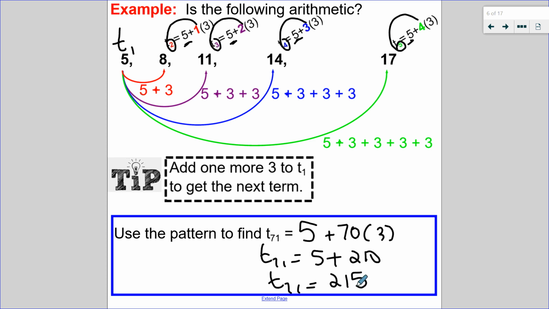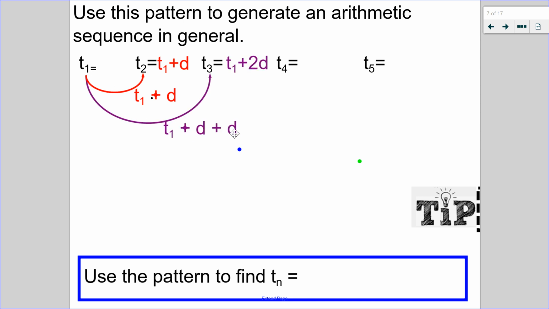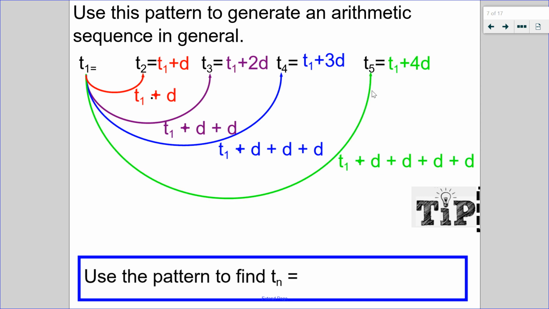Let's use this idea of patterns to come up with the general term. In general, how can we come up with an arithmetic sequence term? If I start with my first term, I add on my common difference to get my second term. But I don't know what my difference is, so I'm going to keep it in general. First term plus my difference is my second term. If I start with my first term and add on a difference and another difference, or 2 differences, I get my third term. My fourth term is the first term plus 3 differences. My fifth term is the first term plus 4 differences.